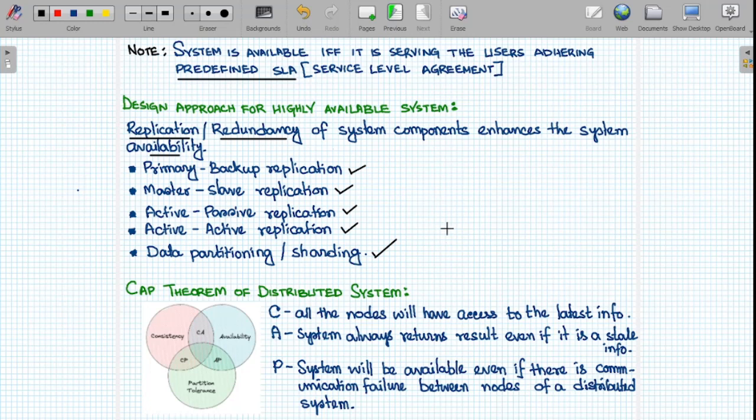In our subsequent sessions, we will see all these different types of replications that we can use while designing a system. Hence, now you know how replication or redundancy of our system components is helping us to design a highly available system.